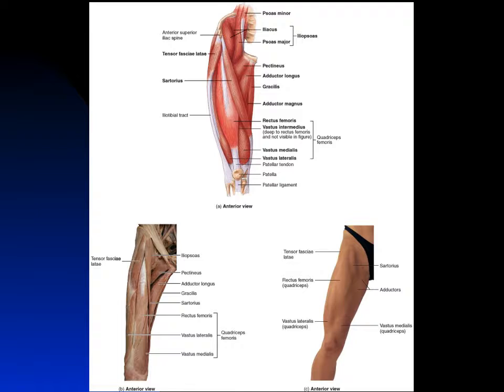Then superficially you can see the sartorius going from the iliac spine all the way down to the medial side. This is an abductor of the thigh. Okay, and assisting that is the tensor fascia lata, which is mostly visible from the lateral side, but has a very long fascia on the lateral side of the leg. Then underneath the sartorius, here mostly visible, are four muscles: the rectus femoris, vastus intermedius, vastus medialis, and vastus lateralis.